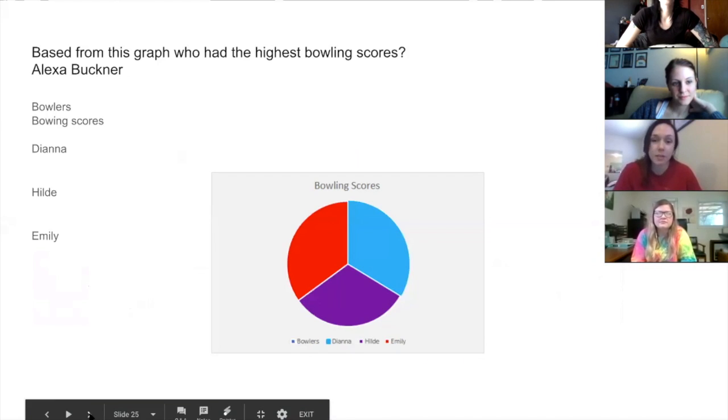Alexa, based on this graph, who had the highest bowling scores? Well, as you can see, it shows that Emily and Diana, they were really close together. I would probably say Emily had the better bowling scores, but just because those two are so much alike, I'm not really sure I would have a definite answer as to which one.